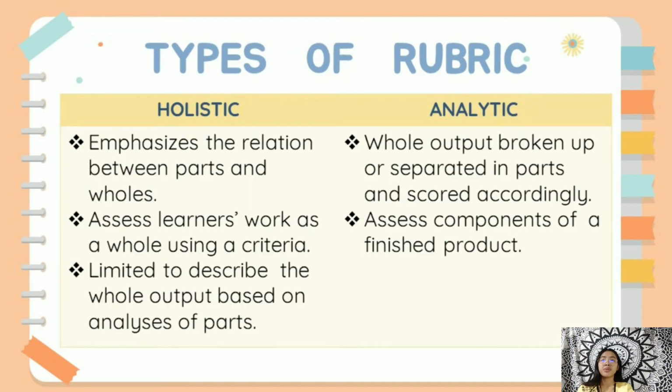The holistic rubric emphasizes the relation between parts and wholes, and it assesses learners' work as a whole using a criteria, and is limited to describing the whole output based on analysis of parts. While in the analytic rubric, the whole output is broken up or separated into parts and scored accordingly, and it assesses components of a finished product.